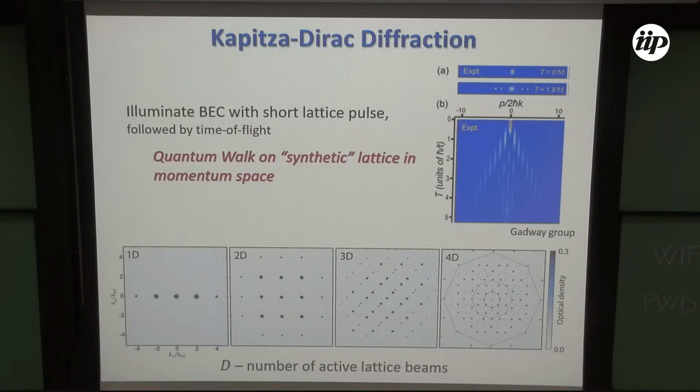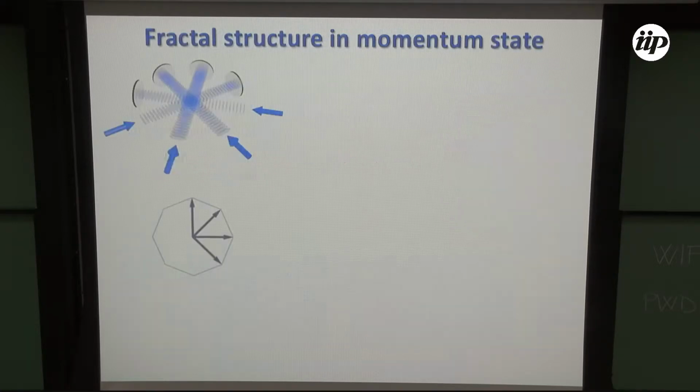We can do this now also in 1 dimension. This is our picture. Or in 2 dimensions, where we say we have 2 of our 4 lattice beams on. So we have a square lattice and you get a typical square picture. Or we can do this in what we call 3D and 4D, where you have 3 or 4 lattice beams on. And why do we call this 4D? Let me explain in some detail. We call this 4D because it's like what we said in the previous slide. It's really the projected version of a 4-dimensional lattice.